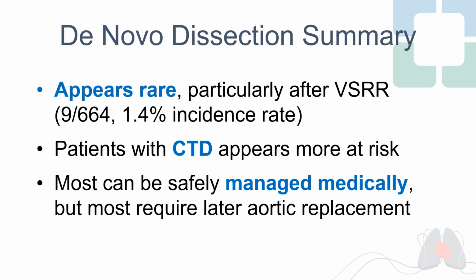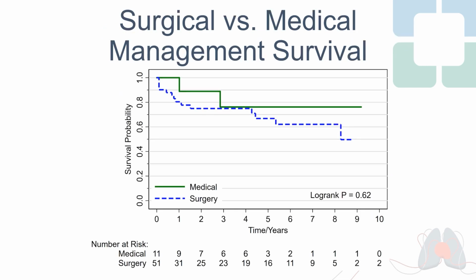It appears rare after a valve-preserving procedure that a patient develops aortic dissection, but it seems to be a risk factor in patients with connective tissue disorders, and most can be managed medically after this happens. And just here's the comparison of outcomes over time. Most of these dissections are in the descending aorta and thoracoabdominal aorta. They do not typically start at the previous root procedure.